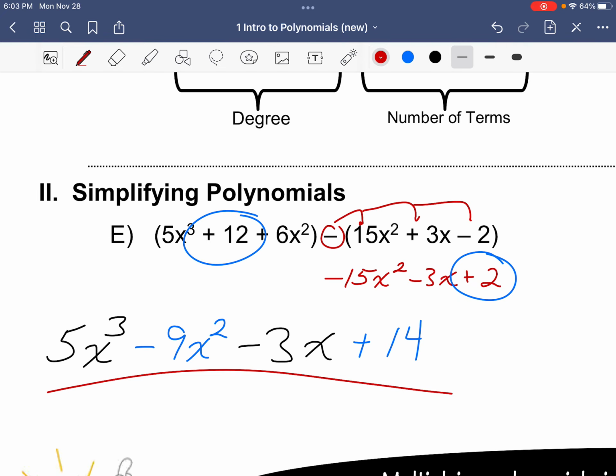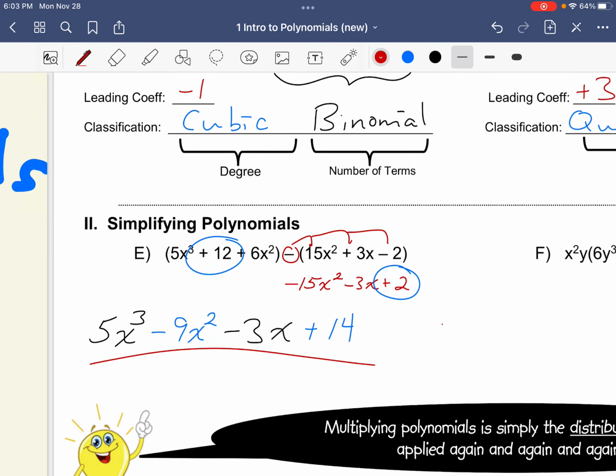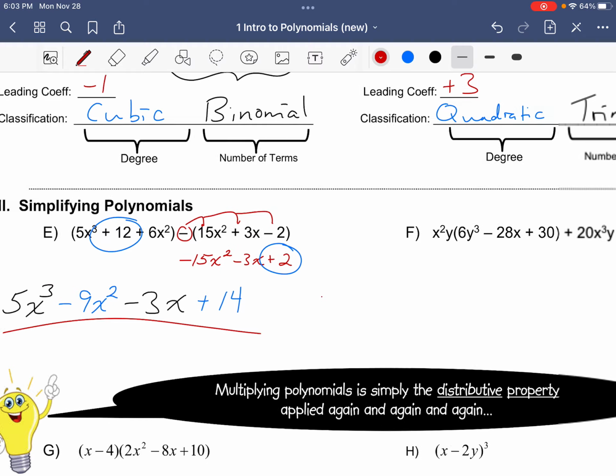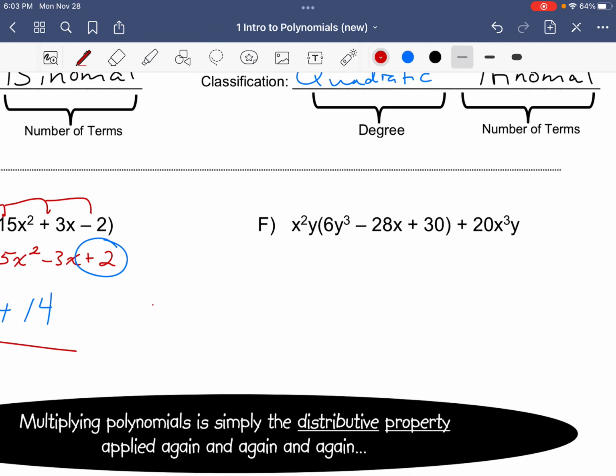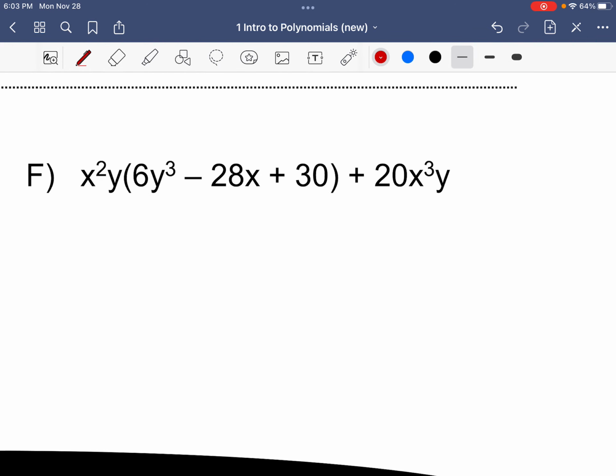So we have simplified that polynomial. We basically subtracted, or maybe you might say we turned it into an addition problem once we distributed the subtraction. This looks like fun. We're going to take this x squared y and distribute it into this entire trinomial. Now when you do that, you're multiplying.